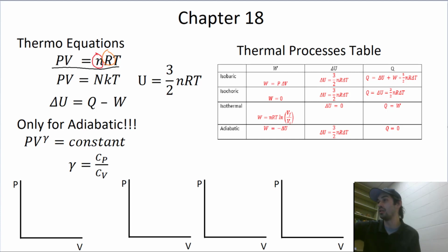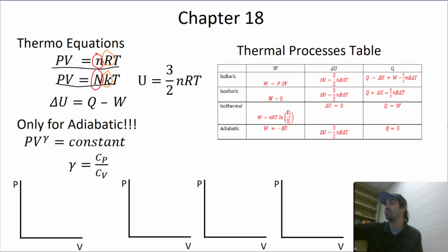Or it can also be written in this form, which is in terms of the number of particles, capital N, and the Boltzmann constant, which is k. So what the ideal gas law says, in terms of the number of moles, is that the product of the pressure and the volume of a gas is equal to the number of moles times the universal gas constant times its temperature. This is a really useful equation, and we'll see how it comes into play when we talk about these thermal processes.